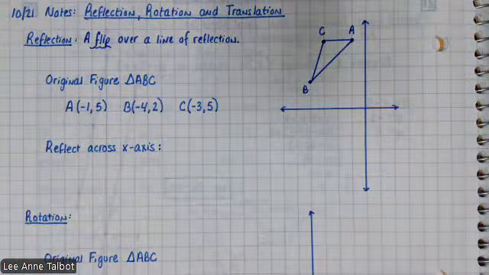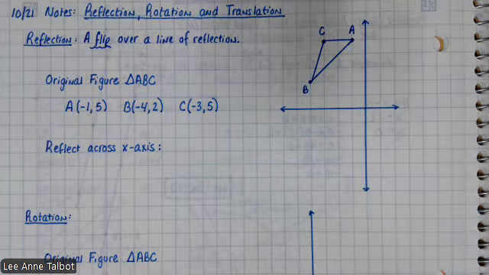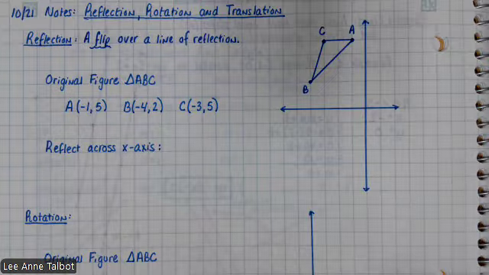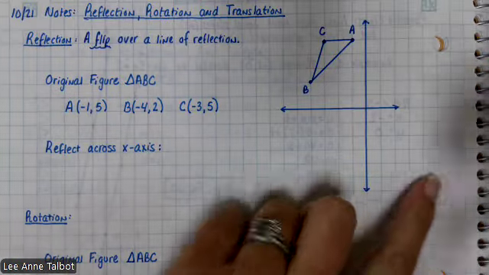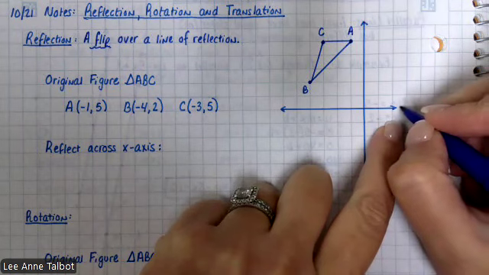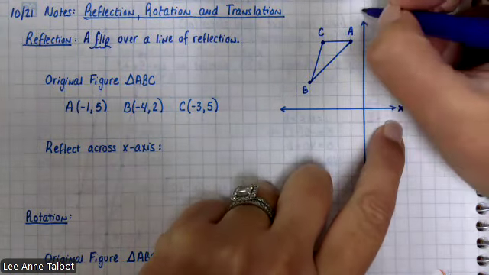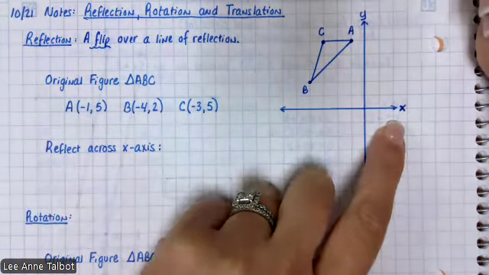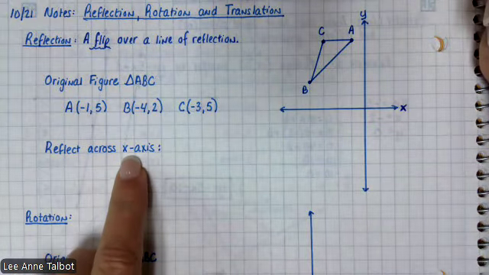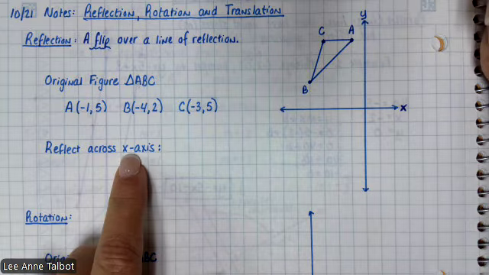Okay. So there's my original. And I want to make sure that we label this as the x-axis and this as the y-axis, because this very specifically says reflect across the x-axis.